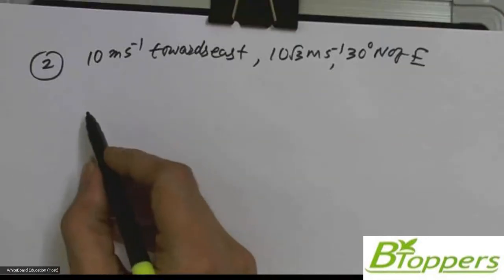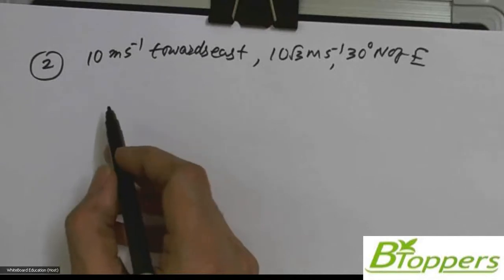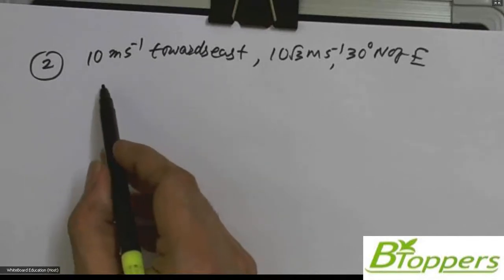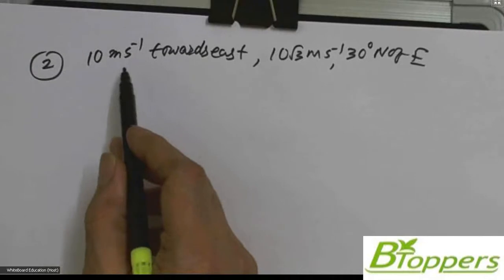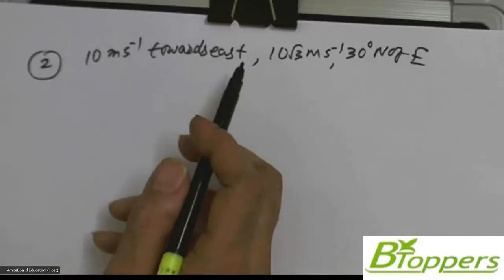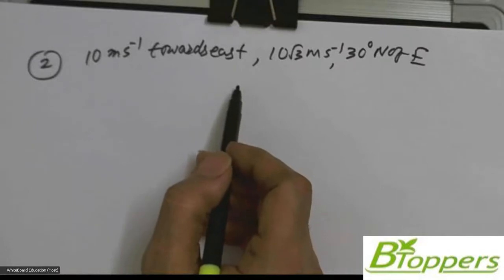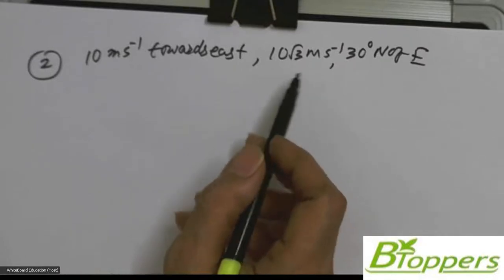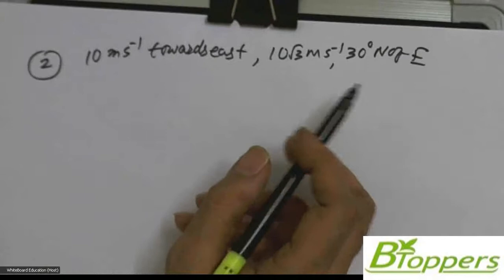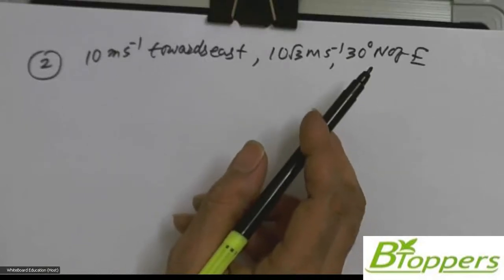So now look at the second problem. In the second problem, you are given that the initial velocity of the particle is 10 meters per second towards east, and the final velocity of the particle is 10 root 3 meters per second in the direction 30 degrees north of east.